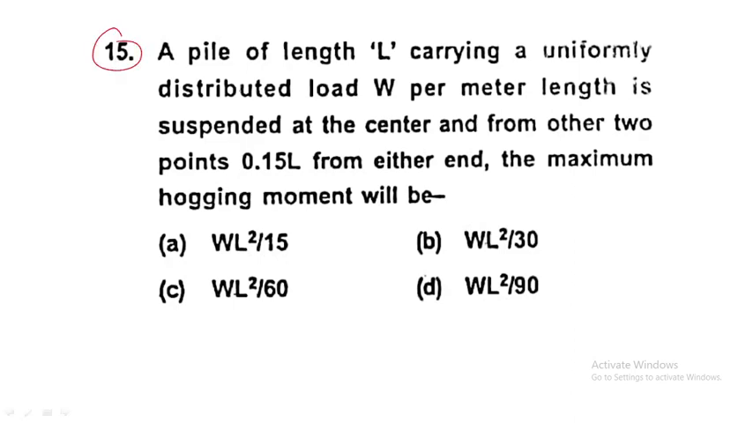Next question. Question number 15. A pile of length L carrying a uniformly distributed load W per meter length is suspended at the center and from other 2 points 0.15 L from either end. By seeing this question, you can say this is a simply supported beam with two overhangs on both sides. They are asking for the maximum hogging moment.